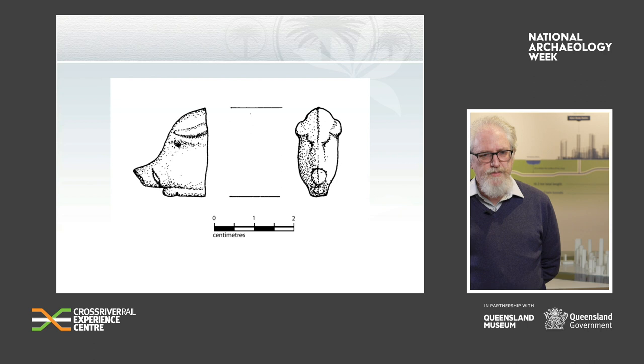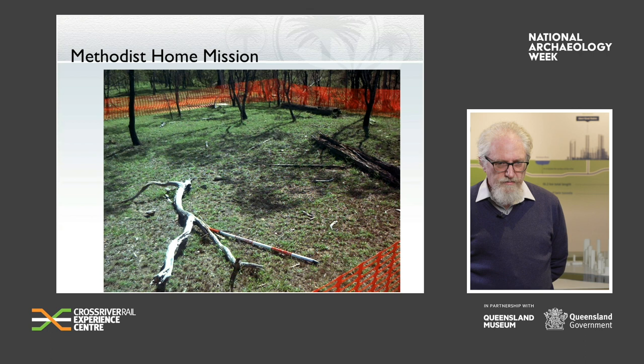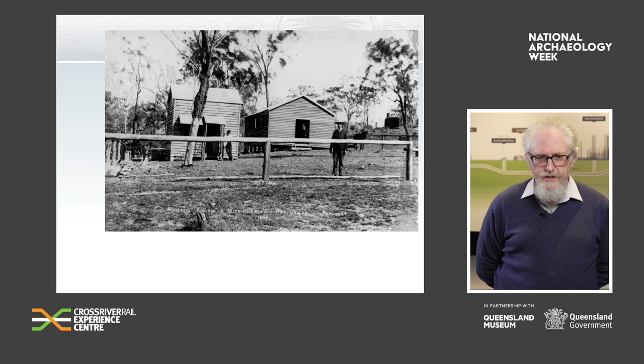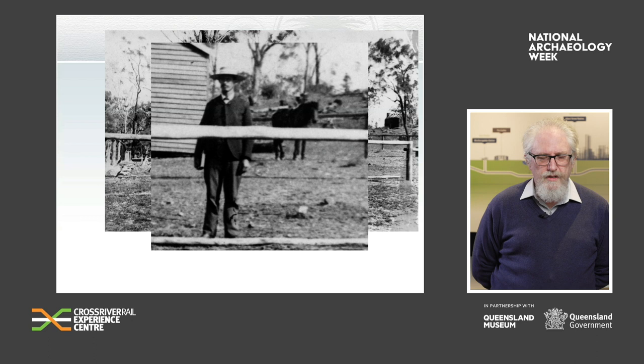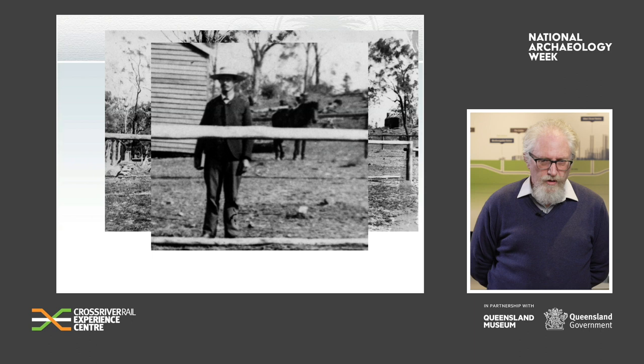At the Methodist Home Mission, this is what it looked like before we started excavating there. You can see grass and a lot of regrowth trees there. This is what it looked like originally, as you'll recall. This is the Reverend Gardner. He was the first missionary at Paradise, and the horse behind him is named Tom. And we know this from the Reverend Gardner's letters, because Tom was going around the country setting a good Christian example.